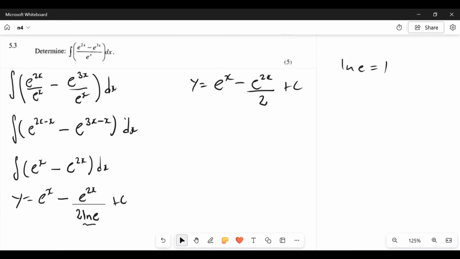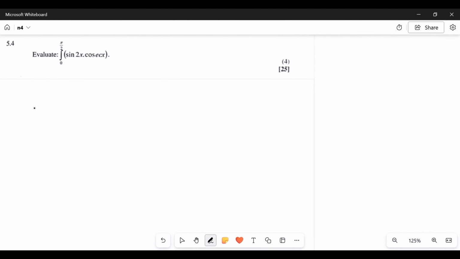Guys, we're done with 5.3. Let's go into the last question of this question paper. All right, guys, here is our 5.4. Now 5.4, one has to evaluate the following.